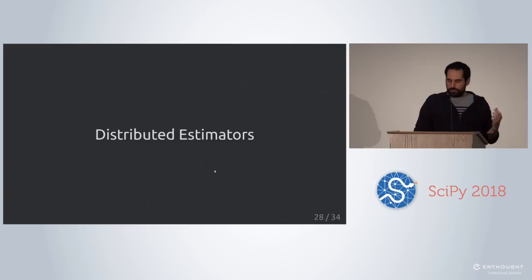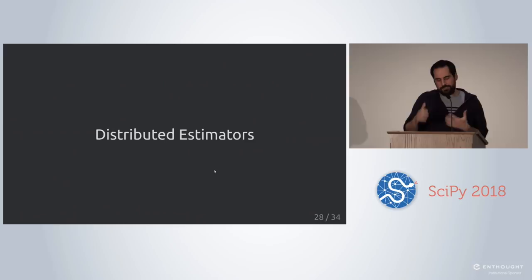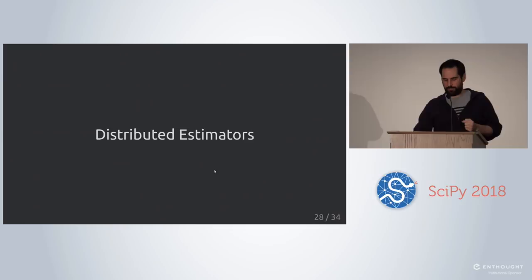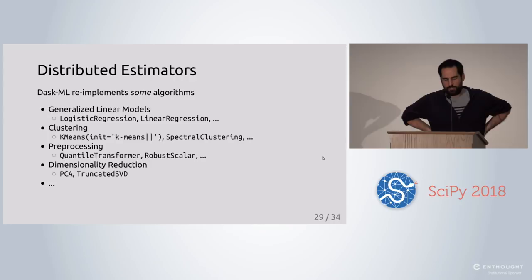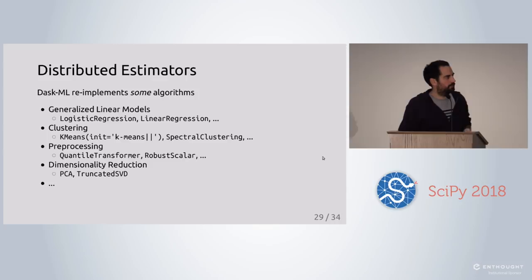So there are also a bunch of distributed estimators that have been refactored basically to work with Dask primitives under the hood in the fit method. Typical use cases are, for instance, generalized linear models. For instance, there are logistic regression and linear regression that are using Dask-optimized parallel algorithms like ADMM and LBFGS that are able to fully saturate CPUs on the cluster.